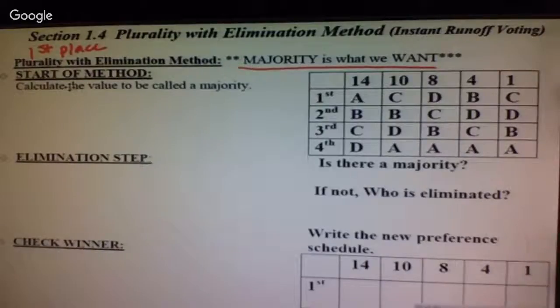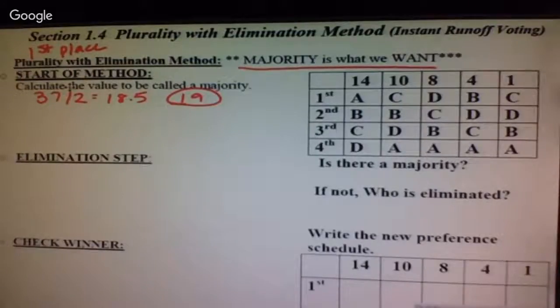So the start of the method, I have to calculate how many points I need to have a majority. So again, grand total first. How many total voters do I have in this method? 37. Cut in half, that's going to be 18.5, which means I need 19 votes to win. I need 19 votes to win. So you're going to have to keep that in the back of your mind.